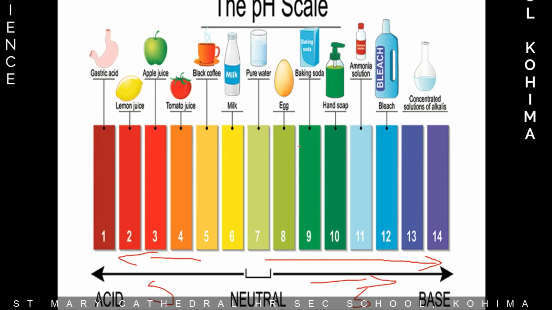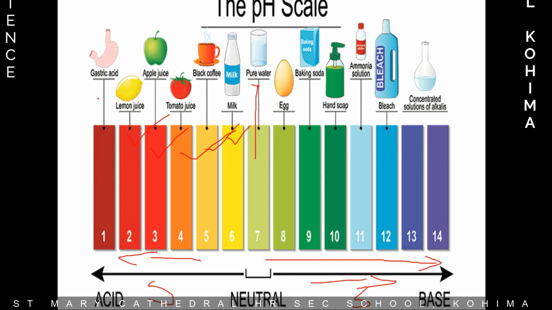Let us see some examples over here. Pure water is taken as neutral, so milk is a light acid. Black coffee, potato juice, apple juice, lemon juice, gastric acid. See, the acidity is increasing and the number on the scale is decreasing as it goes on. You can see these substances are found easily in your kitchen, right? You can do some experiments with them later on.